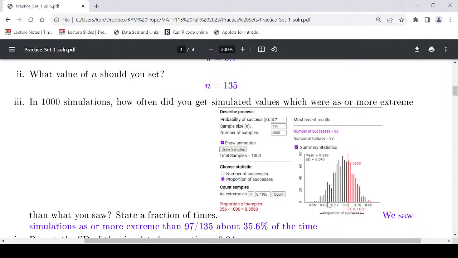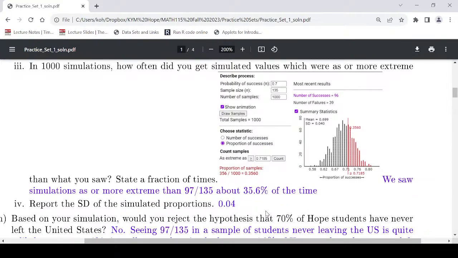And we find that if you look at my picture, and yours should be quite close to this, you should see that you get this about 35% of the time. So what does this tell us? 35% of the time means getting something like 71.85% never leaving the US in your sample. It's not a very special thing when your value of pi is at 0.7.